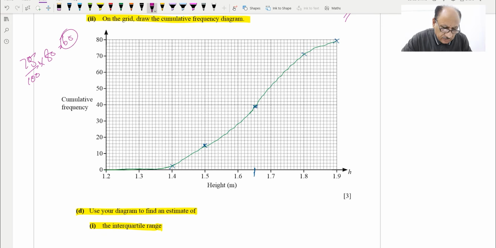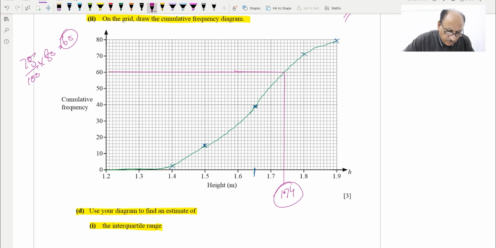We will be drawing from here. We can draw the line for the 75th percentile, and this value will be up to this one, which is 1.74. 1.74 will be this value, and this is the upper quartile. For the lower quartile, the median will be 40.